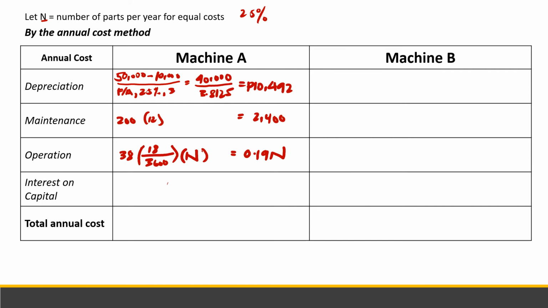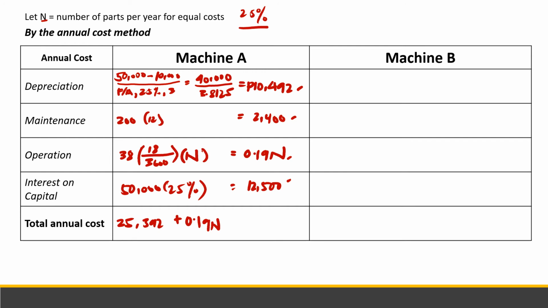And then interest on capital, since we are given 25% interest invested on capital, so this will be equals to 50,000 for the capital multiplied by 25%. So this is equals to 12,500. So the total annual cost, so i-add natin yung mga value, is equals to 25,392 plus 0.19 n. Okay, so yan yung total annual cost natin for machine A.